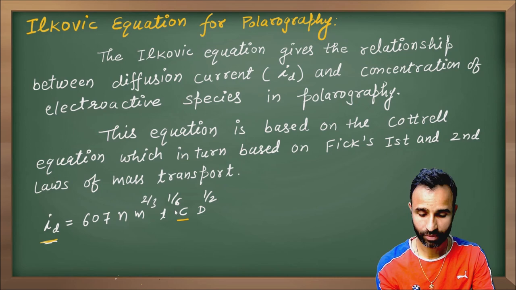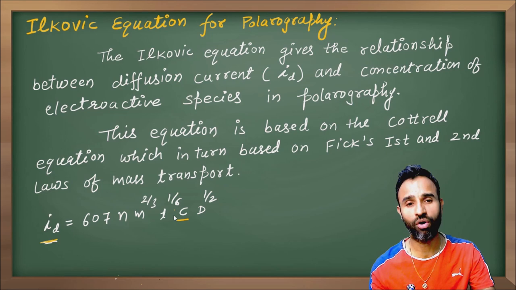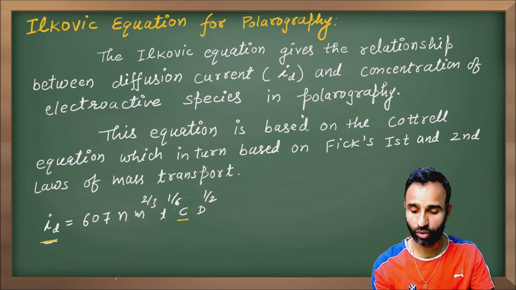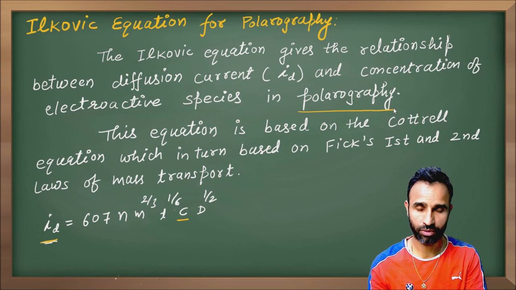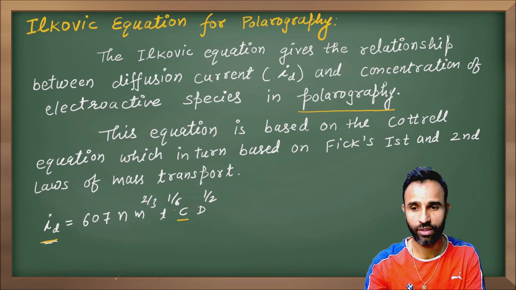of the electroactive species. Electroactive species means the species, the ions which are involved in oxidation or reduction, means oxidized or reduced form of the species in polarography. So this is the equation involved in polarography. And I told you now only that this equation is based on Cottrell equation, which in turn is based on Fick's first and second laws of mass transport. So let's do it.